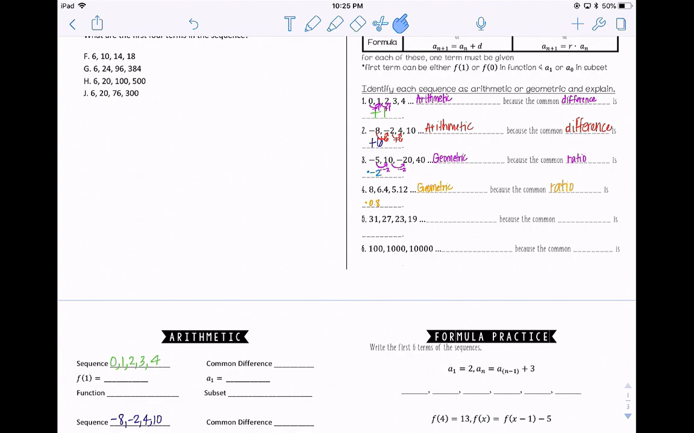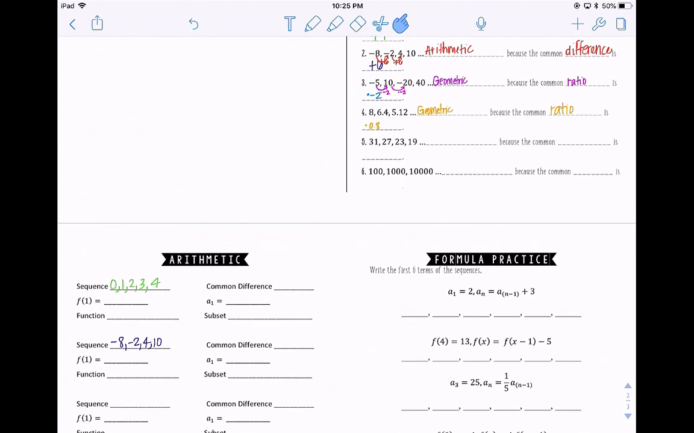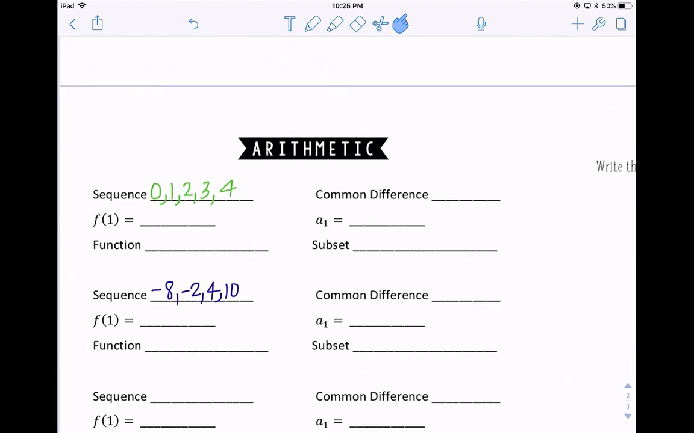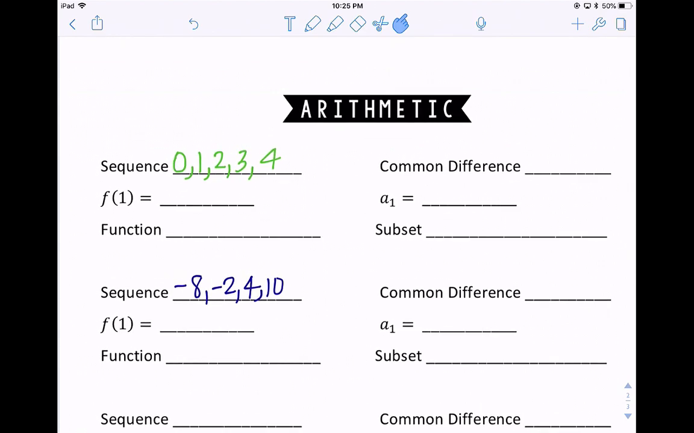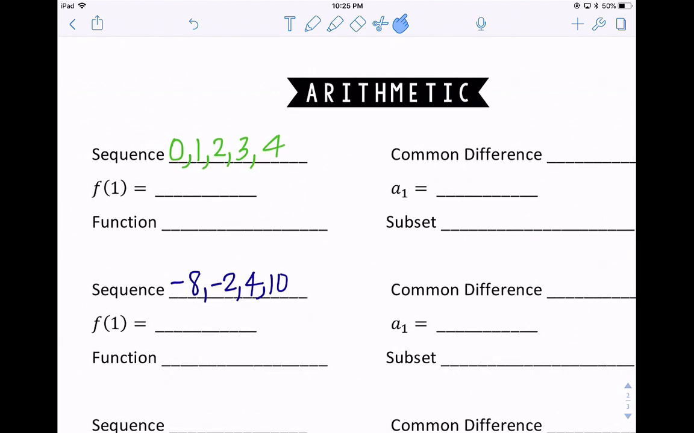I'm going to stop with the last two. I'm going to let you figure those out. I want to go to the next page and talk about how we would fill the rest of this in here. So we have an arithmetic sequence, 0, 1, 2, 3, 4. We already decided that our common difference was +1. We are adding 1 over and over again. So I just added that in there. Our common difference is +1.